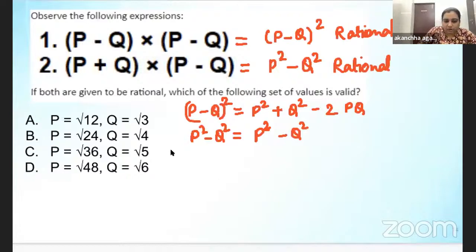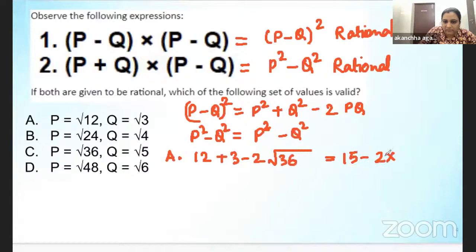So let's see option by option. For the A option, P is root 12. So root 12 square will be 12. Root 3 square will be 3. Minus 2 times root of 12 times 3, which is 36. Right? So what we'll get is 15 minus 2 times 6. Root 36 is plus minus 6, I'm taking plus 6 over here. And you get a rational number. So it is okay with the first condition, right?